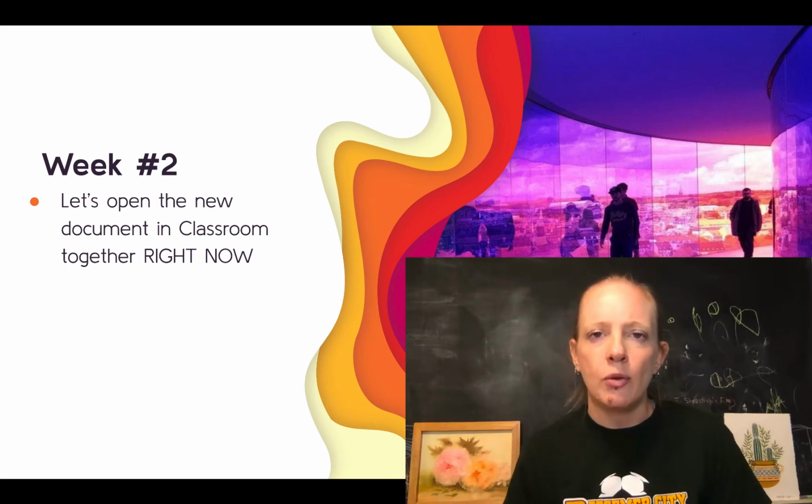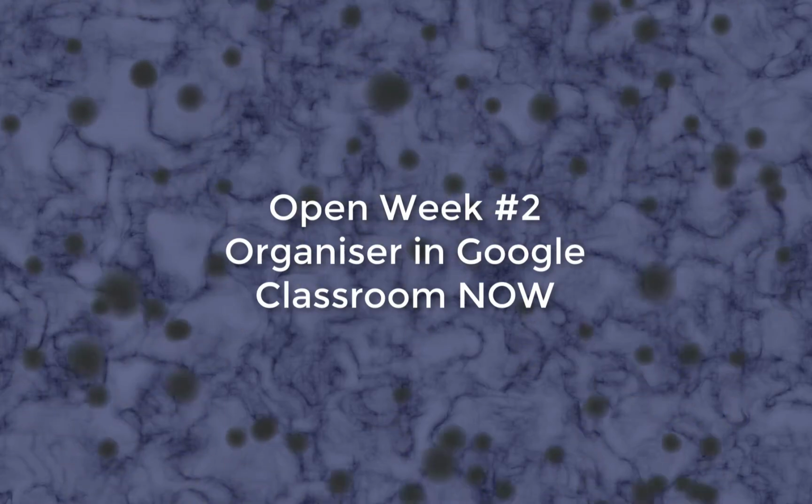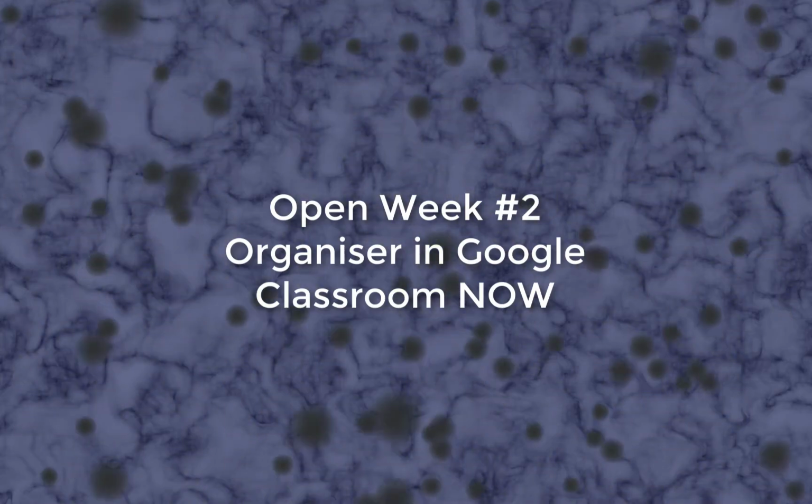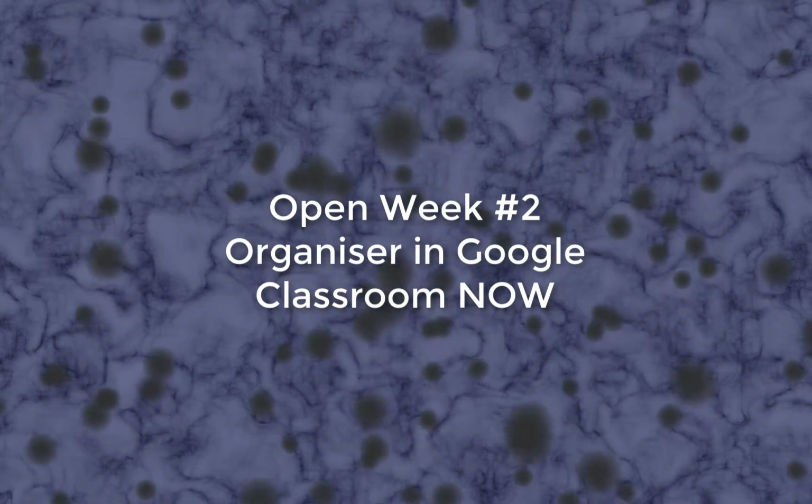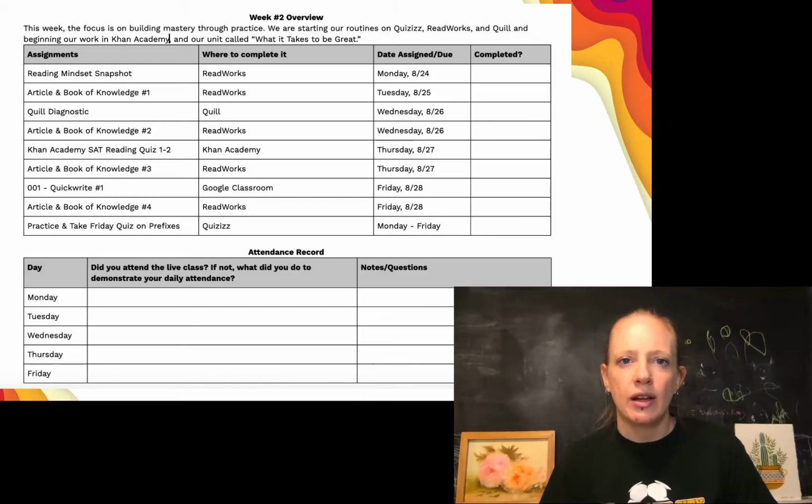All right, in Classroom right now, you should have a week 2 organizing document. Please go there and open it now. This is what we're looking at together. All of the assignments from last week, the day they were assigned, are listed on the top table. So you can see each of our assignments. Most of them last week were in ReadWorks. You also had a Khan Academy and a Quill Diagnostic, and then you had one assignment in Google Classroom. And then finally, that last row is your quizzes, prefixes.